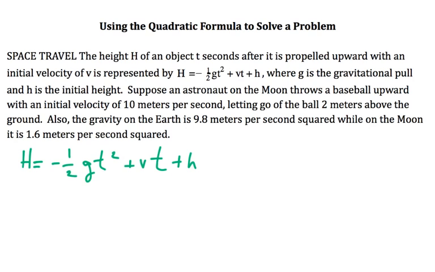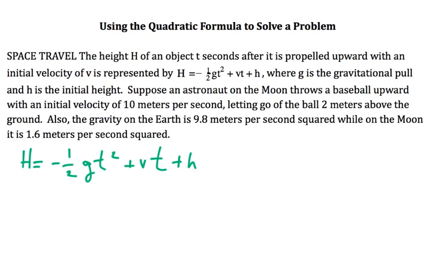Space travel. The height h of an object, t seconds after it is propelled upward with an initial velocity. So something's getting launched into space and may or may not come back down. Let's find out. The height h of an object, t seconds after it is propelled upward with an initial velocity of v, is represented by h equals negative 1/2 gt squared plus vt plus h, where g is the gravitational pull, and h is the initial height.